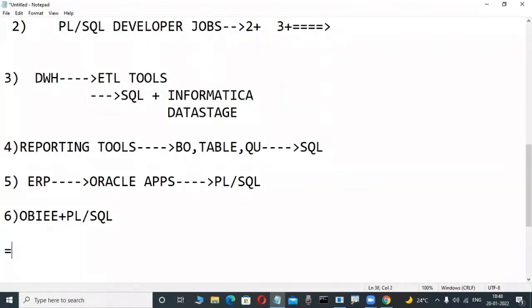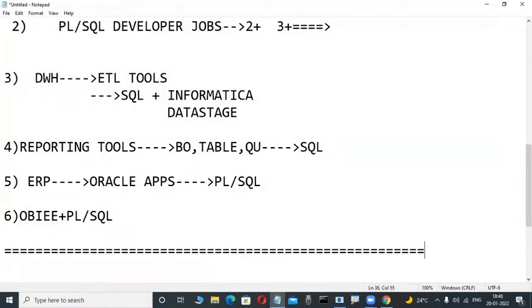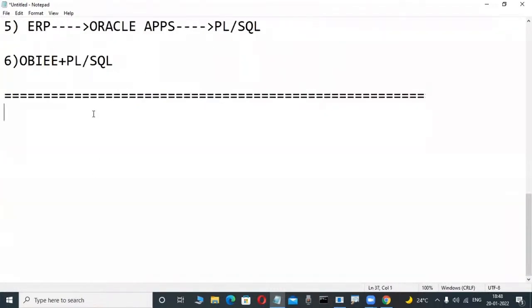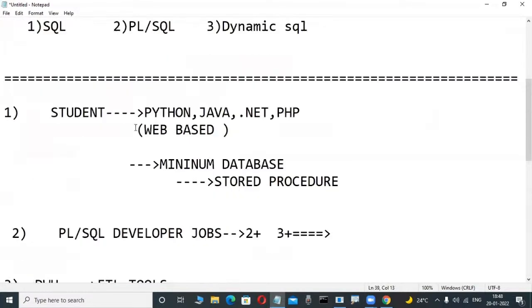Suppose you are not interested in the programming side. You want the administration side, you want those jobs. In that case, DBA courses are there: Oracle DBA, SQL Server DBA, MySQL DBA, database administration courses. These persons also need minimum knowledge before learning those courses. Minimum SQL knowledge is required. These persons also learn these types of courses.